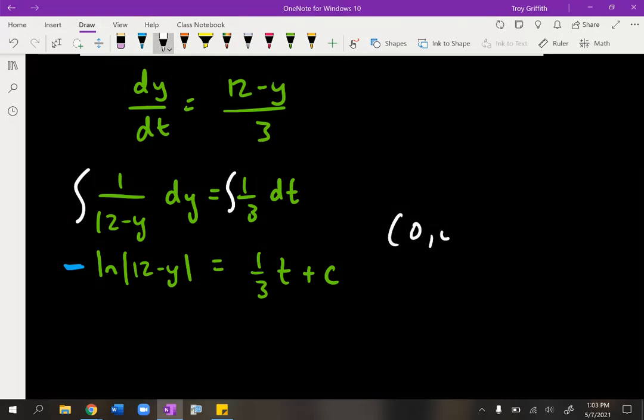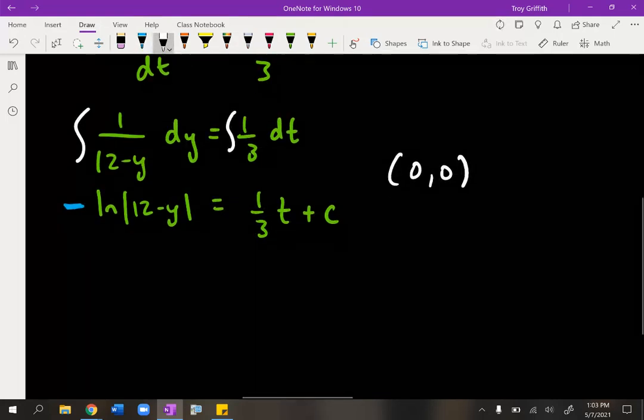Other people like to wait till later. It's really up to you. But I'm going to go ahead and plug in 0, 0 here and solve for c. I'll switch colors while I'm doing this.